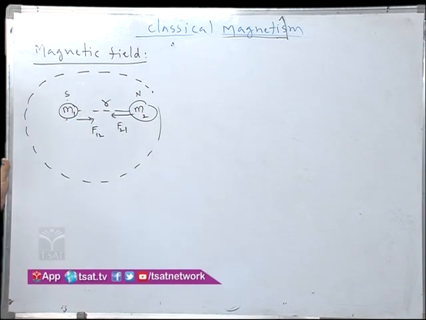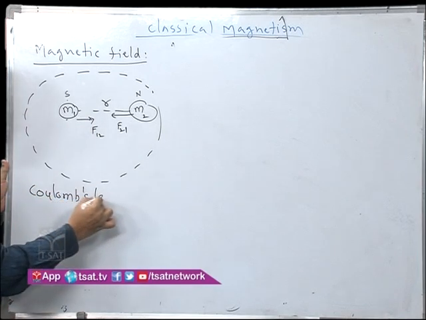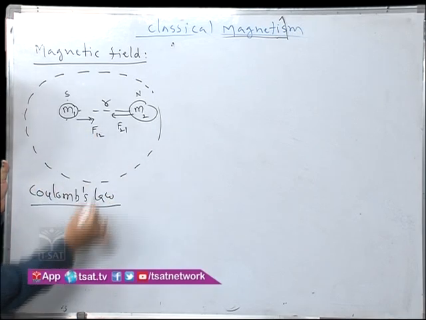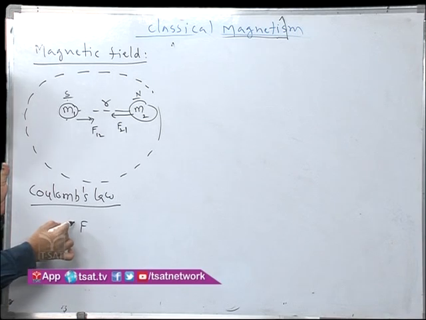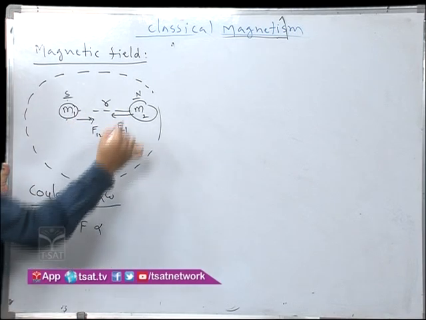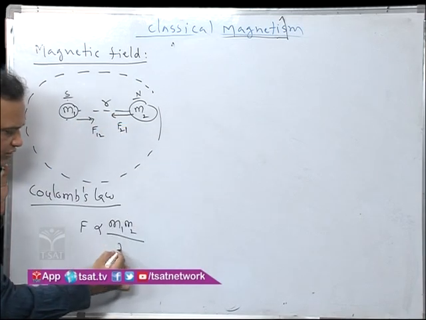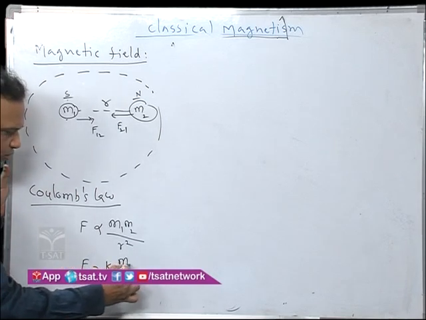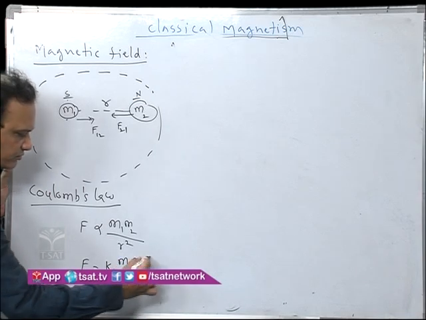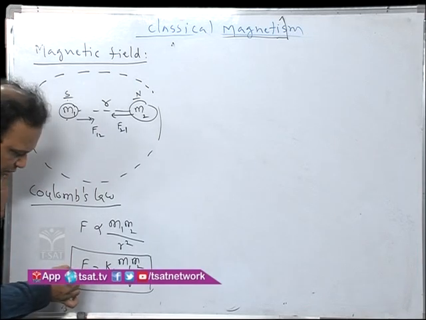So for these two forces, here is Coulomb's law. Unlike poles have an attractive force, like poles a repulsive force. Therefore the attractive or repulsive force is directly proportional to the product of pole strengths and inversely proportional to the square of the distance between them. So F is equal to a proportionality constant into m1 m2 by r square. This is a constant and this part represents the force.